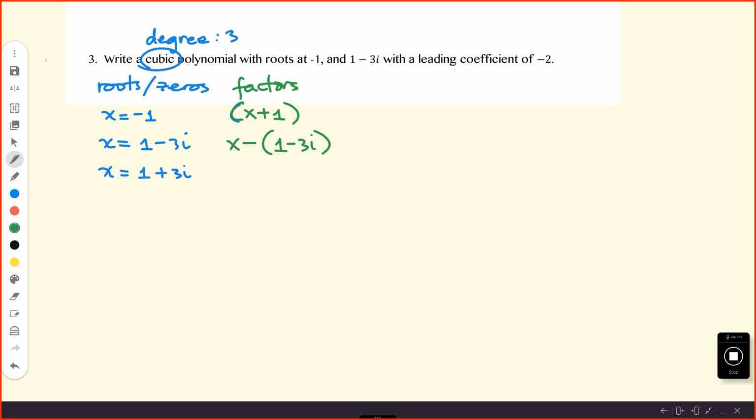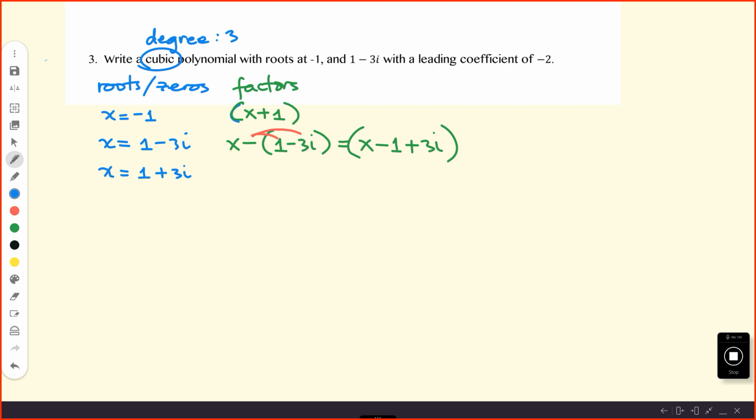Right? Because you always do x minus whatever is the number. So if you have that, you can write this as x minus 1 plus 3i. What did I do? I just distributed the negative to this. Because this is your entire zero. So when you write this as a factor, that's x minus that. But then you have to distribute the negative sign. So that's going to be x minus 1 plus 3i.